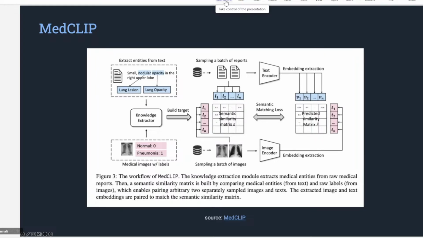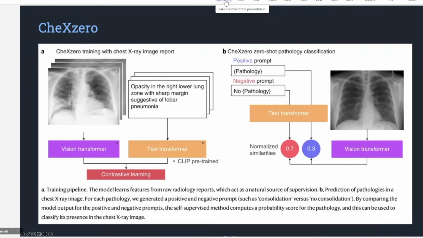And then again, a semantic matching loss with a cosine similarity loss helped them associate a chest X-ray image with its appropriate label. Another similar work in this domain was CheXzero. CheXzero takes this one step further and evaluates zero-shot classification directly by comparing chest X-rays against natural language prompts. So instead of going through the step of finding the right classes and doing some text pre-processing, what they did is they directly used a CLIP pre-trained transformer and then directly started contrastive learning with it.